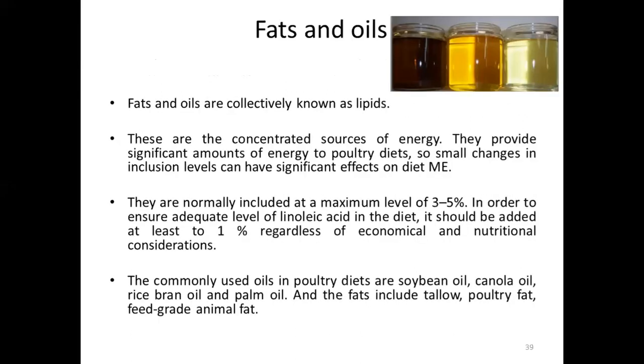Fats and oils are also a major energy source. Fats and oils are collectively known as lipids. They are a concentrated source of energy, which provides a significant amount of energy to poultry diets. So small changes in inclusion level can have a significant effect on diet metabolizable energy. They can be included in the diet up to 3 to 5%. These are also the source of linoleic acid in the diet.